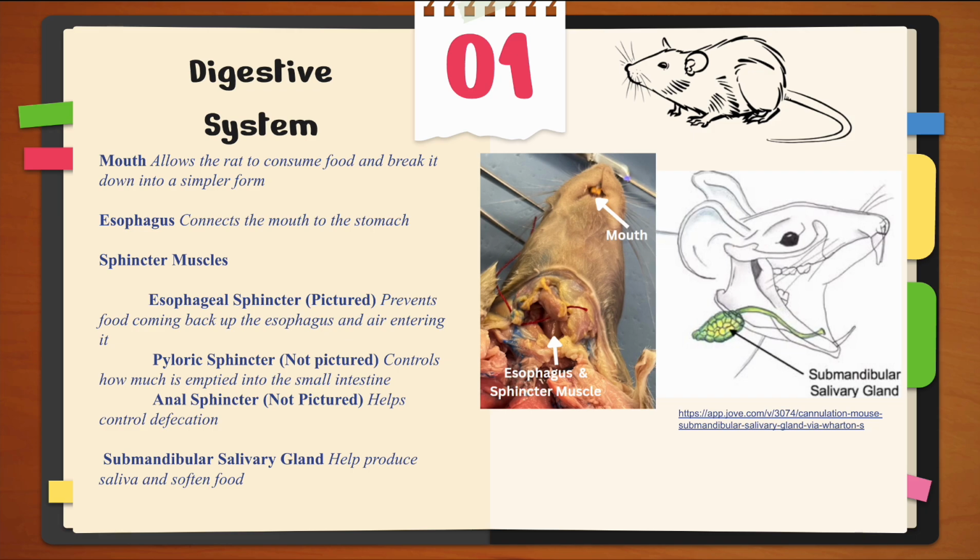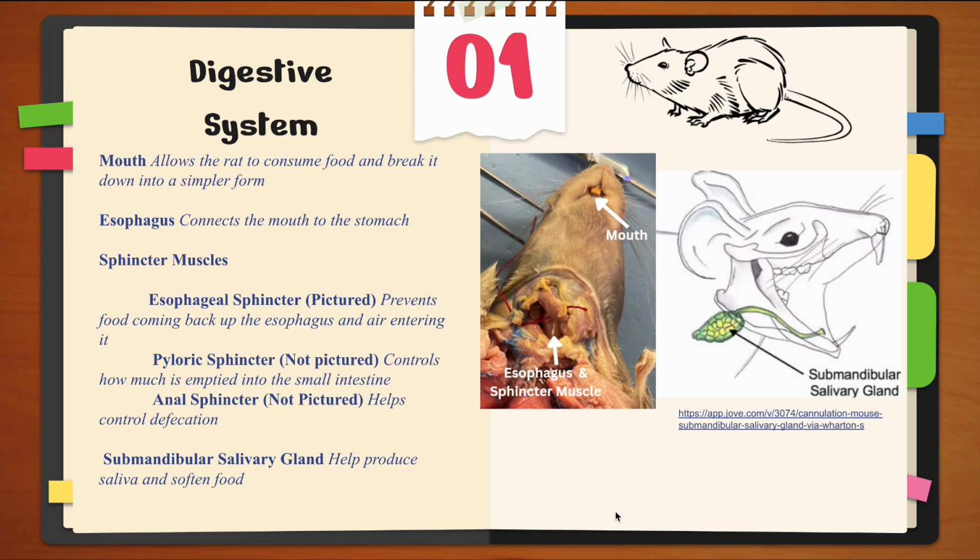This prevents food that may or may not be fully digested from coming back up into the mouth, also known as acid reflux. It also prevents air from entering when eating or heavy breathing is happening. There are multiple sphincter muscles within the rat, also known as the pyloric sphincter and anal sphincter. Both of these have different roles to play that do not relate to digestion. The pyloric sphincter controls how much is emptied into the small intestine, and the anal sphincter helps control defecation.